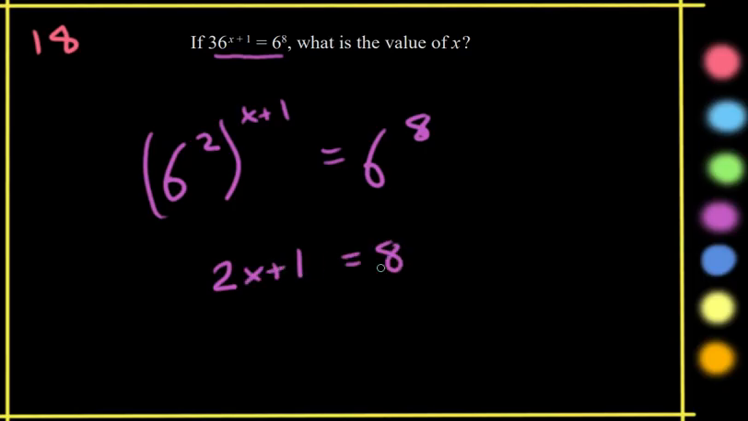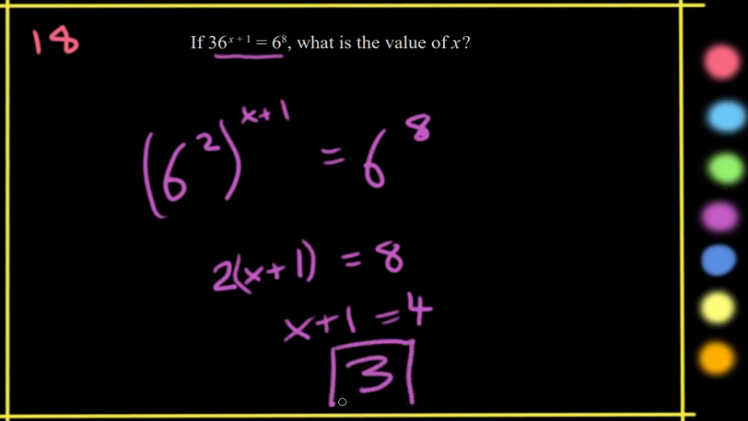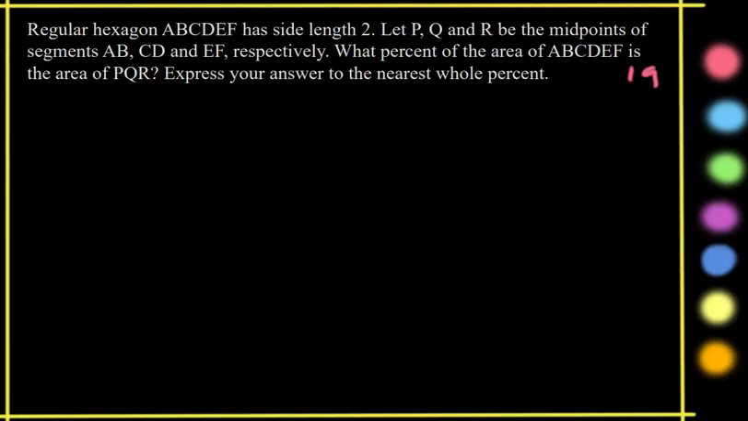So we basically got, you can do 2 times x plus 1 is equal to 8, or you can just do x plus 1 equals 4. And then from there you've just got 3 for your final value of x. Okay, x is 3. Very good. All right, we've got 2 more problems to go, so let's go ahead and take a look at number 19.